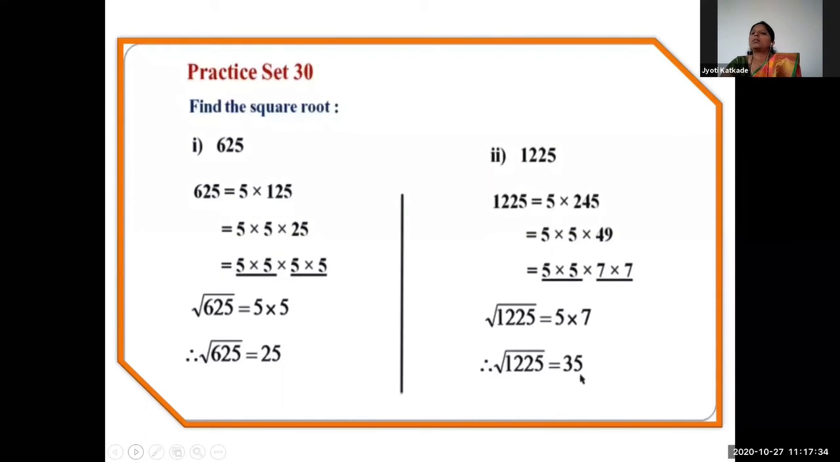So the square root of 1225 is 7 5s are 35. That means 1225 is the square of 35. See the third example, or this is the last example.